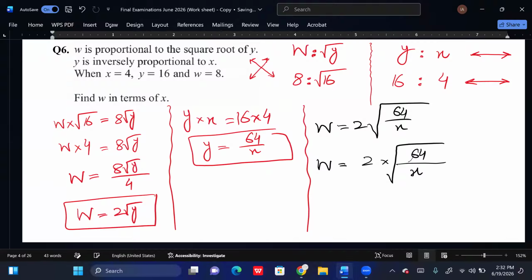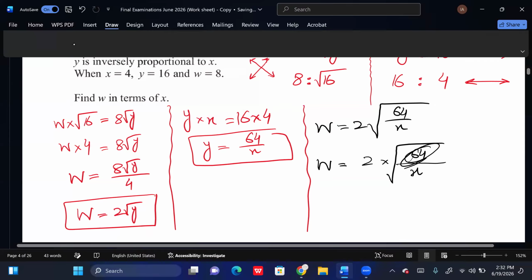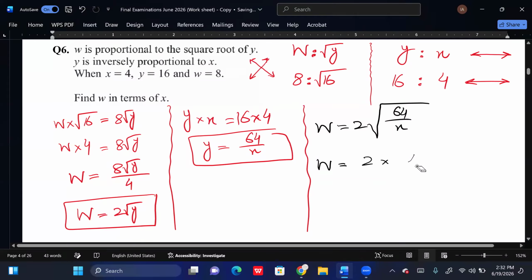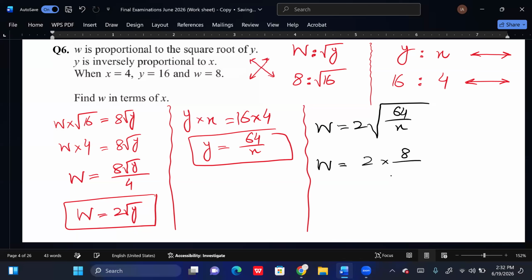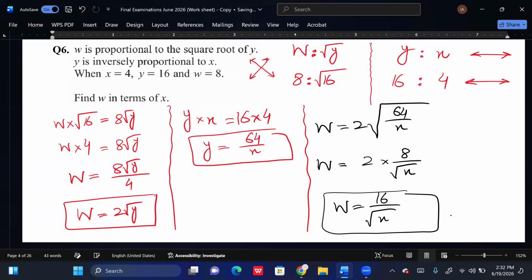Okay, let's take the square root. It is 8 over square root x, or w equals 16 square root x. This is what they asked me for: w in terms of x.